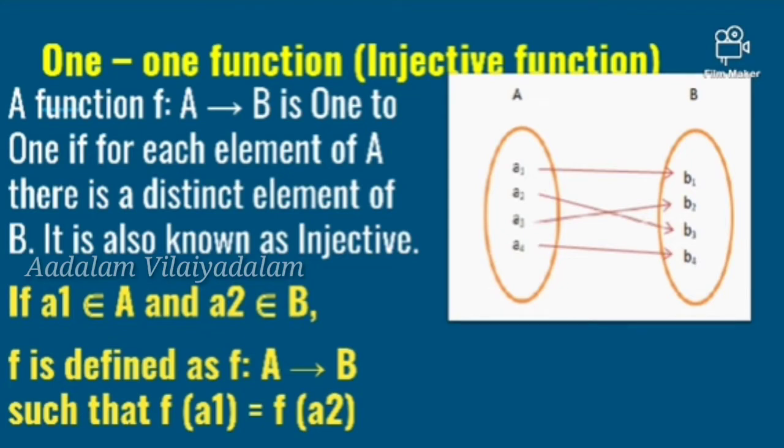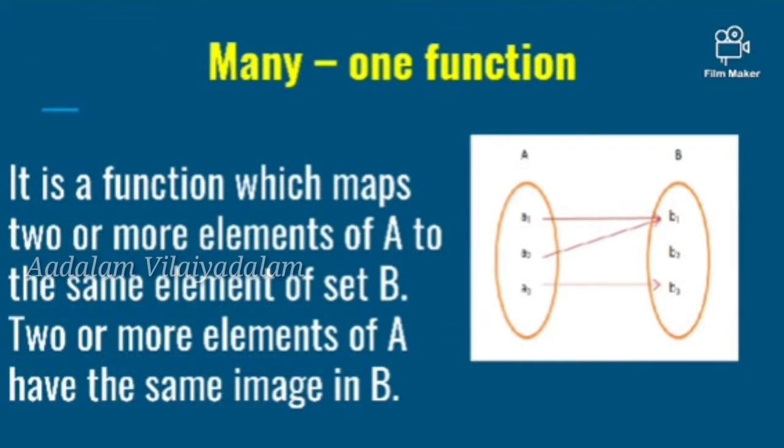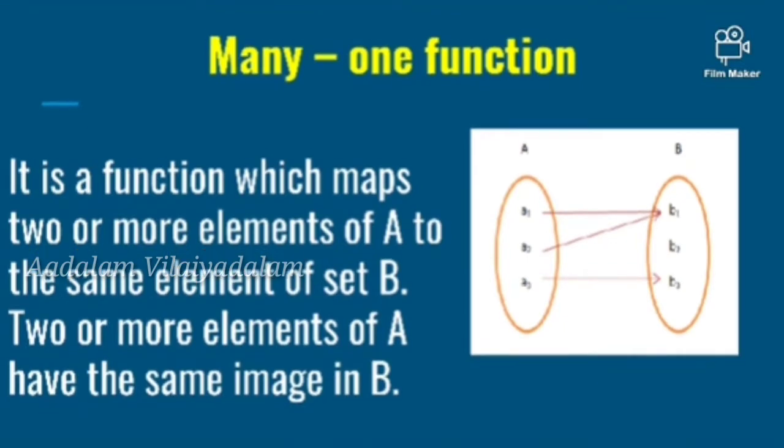Look at the diagram. Consider a1, a2 ∈ A, f is defined as f: A → B such that f(a1) = f(a2). Many-one function. It is a function which maps two or more elements of A to the same element of set B. That is, two or more elements of A have the same image in B.